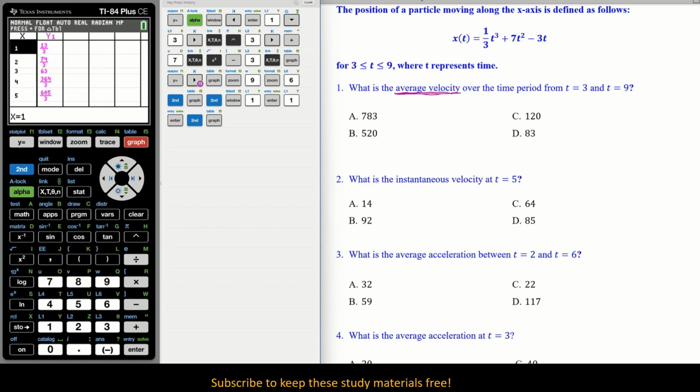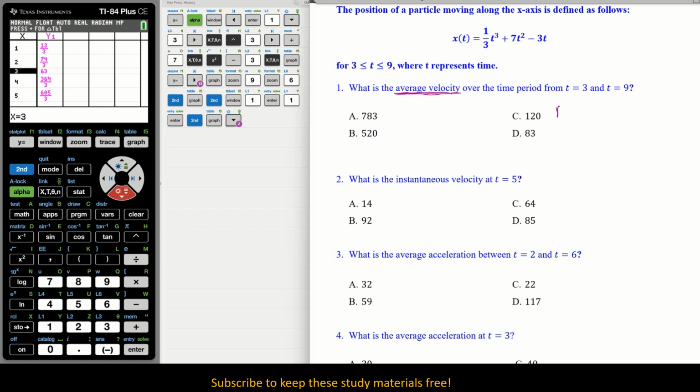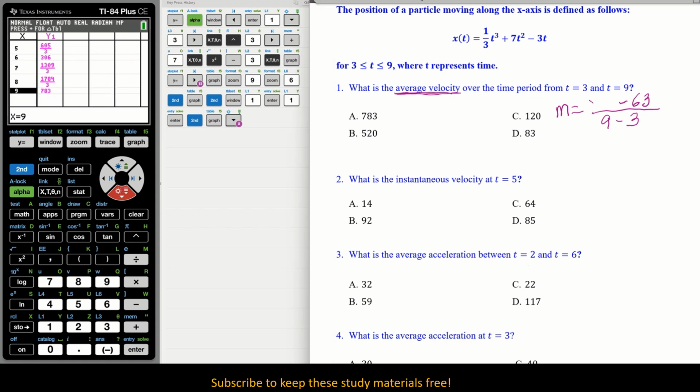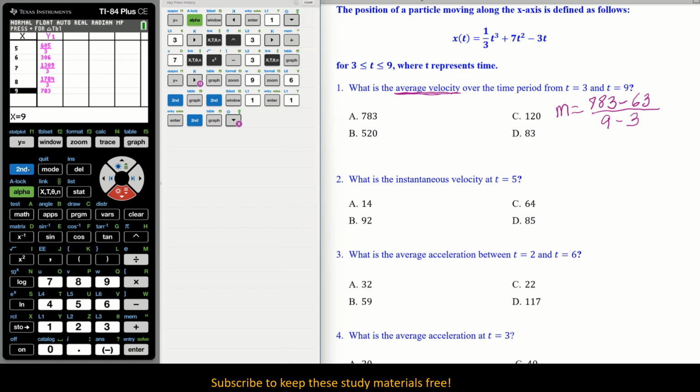And that means for 9, I need 3 and 9. 3 is 63. So this is what we need. M equals, slope is M. We have 9 minus 3, and we're going to have minus 63. Now we need the value of 9. I'm just going to arrow down till I get it, and that is 783.